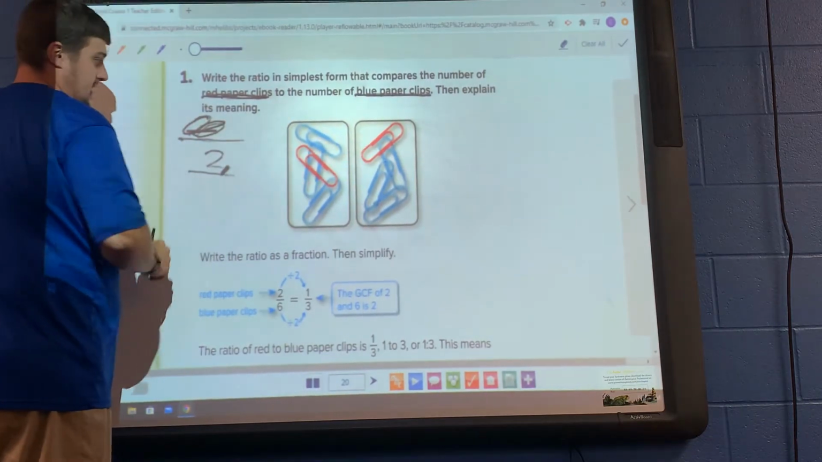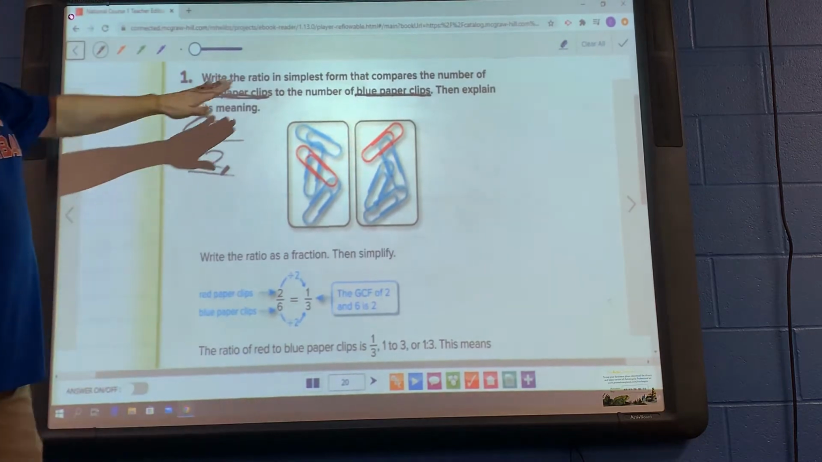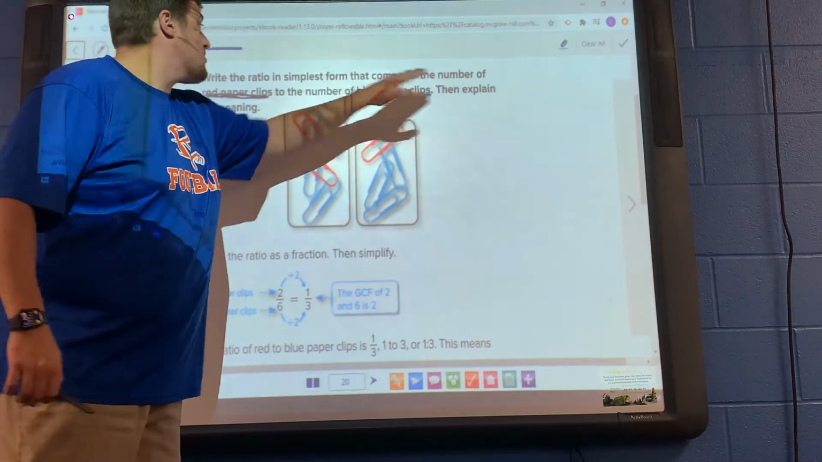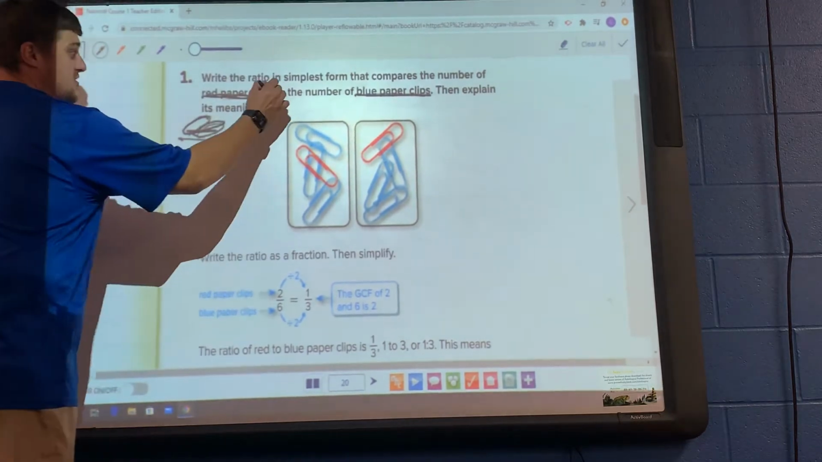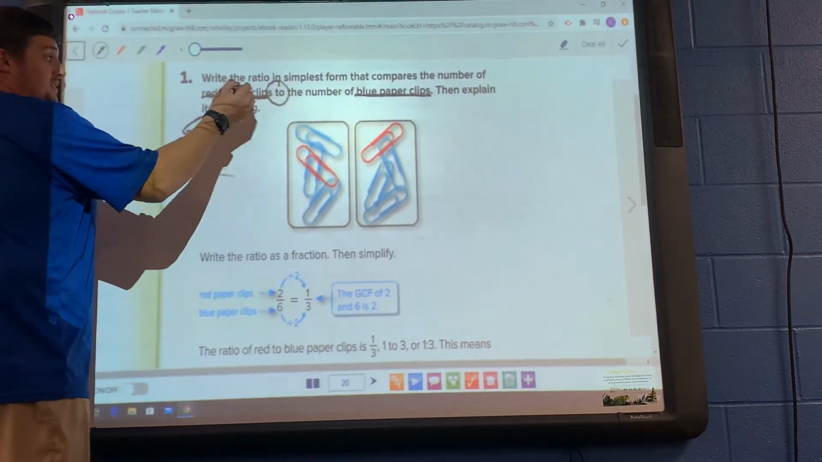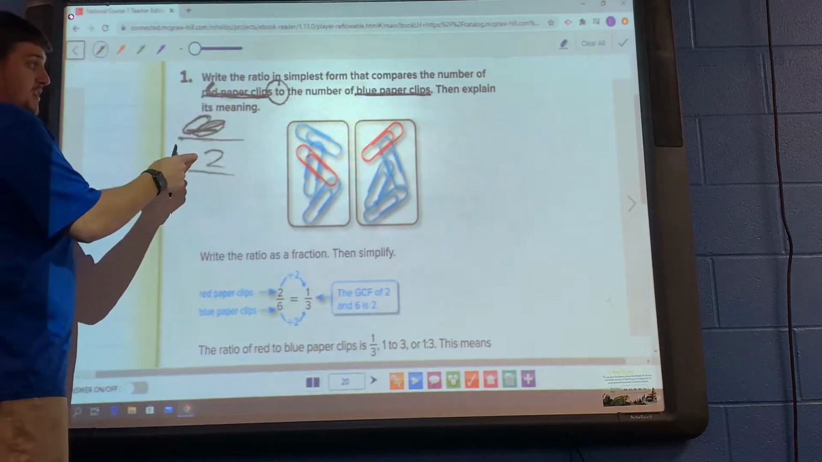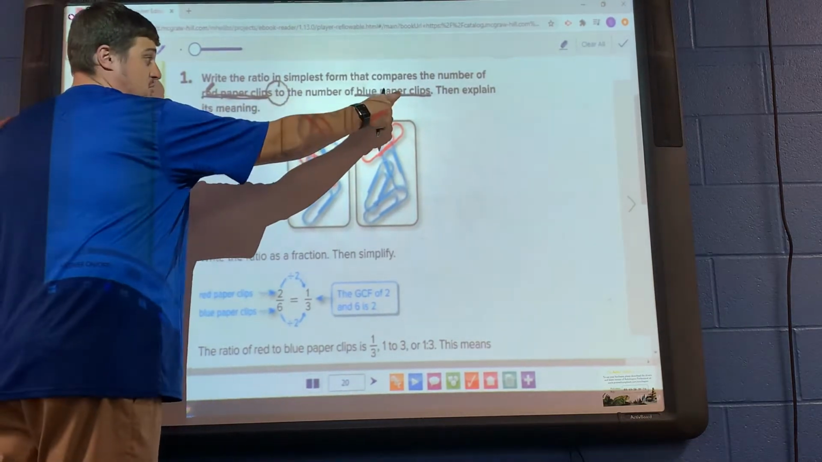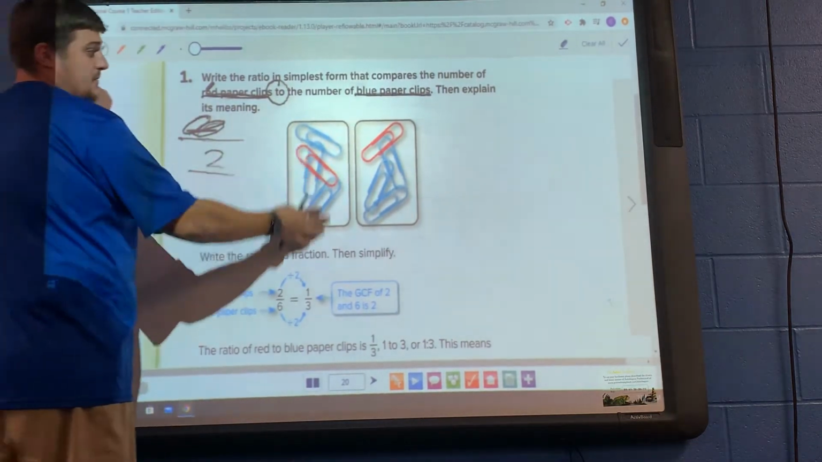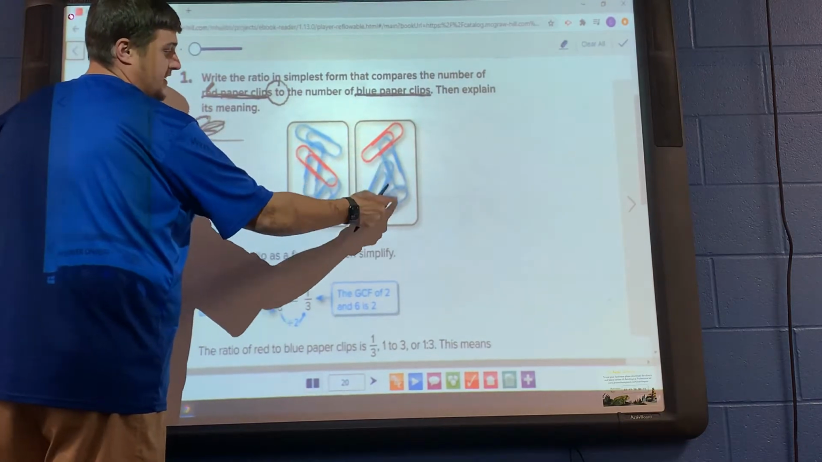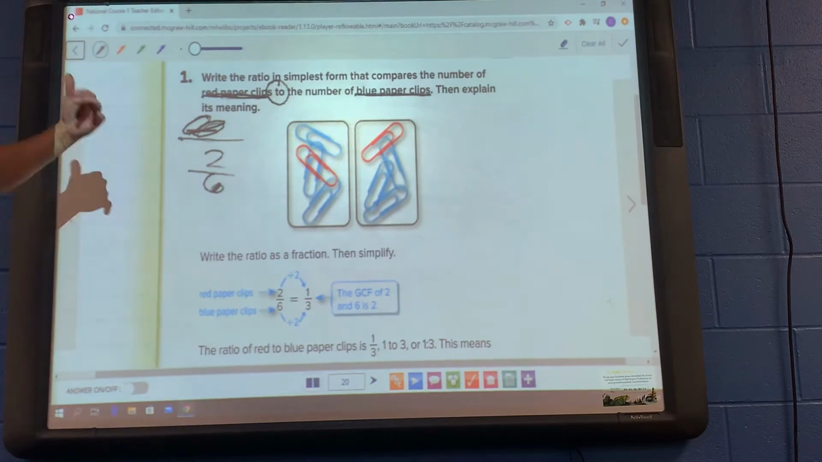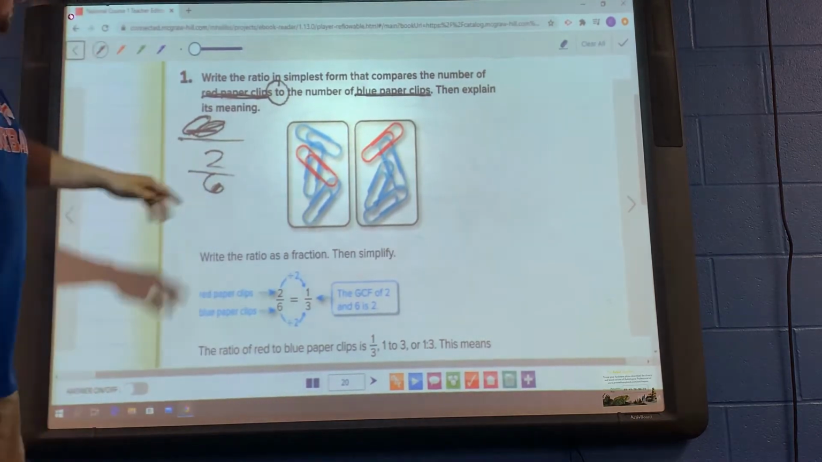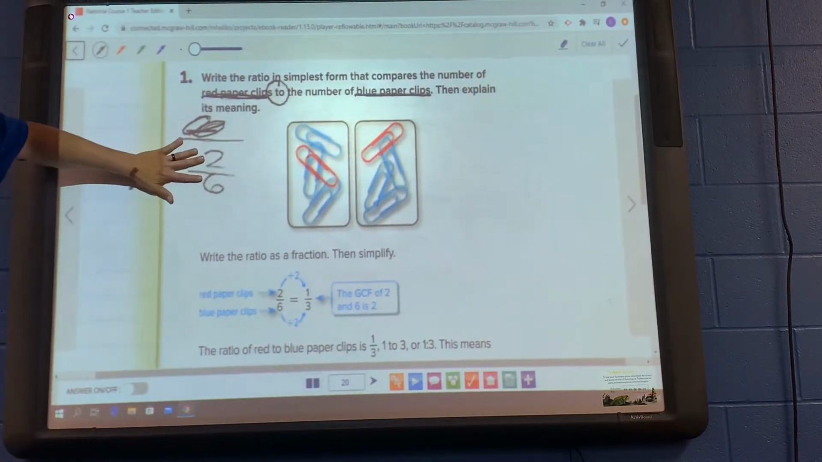So 2 on top. Now we have to count up the blue. It says number of red paper clips to the number of blue paper clips, so whatever comes in front goes in your numerator. Whatever comes after, that would be your denominator. So we're going to count the blues now: 1, 2, 3, 4, 5, 6. So we have 2 to 6. But they want this in simplest form, so we have to simplify this and put it in simplest form.